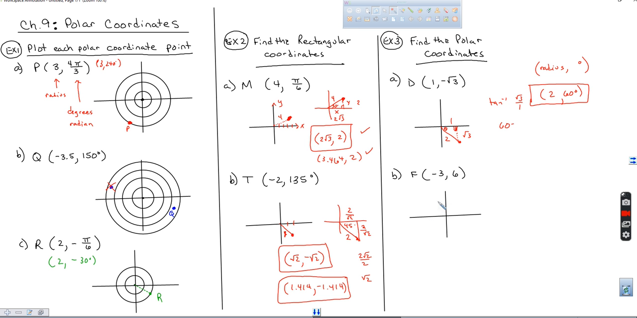Now let's do this one over here. Negative 3, 6. Oh, by the way, in your assignment, the bonus point assignment, I may ask you to identify this answer, the polar coordinate, 2 different ways.